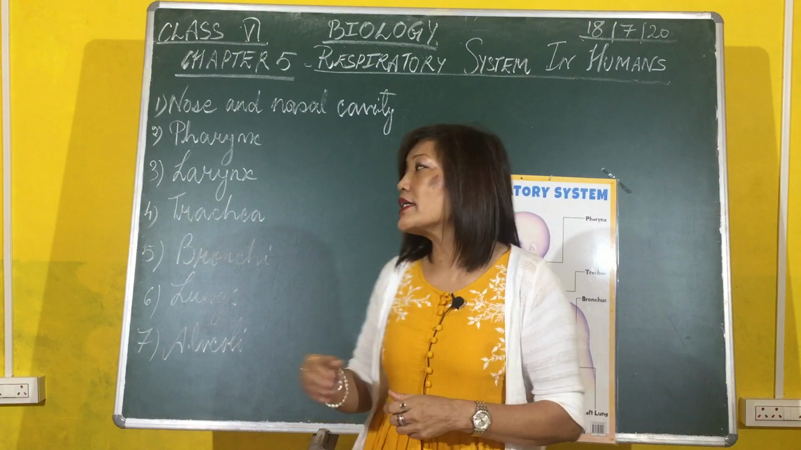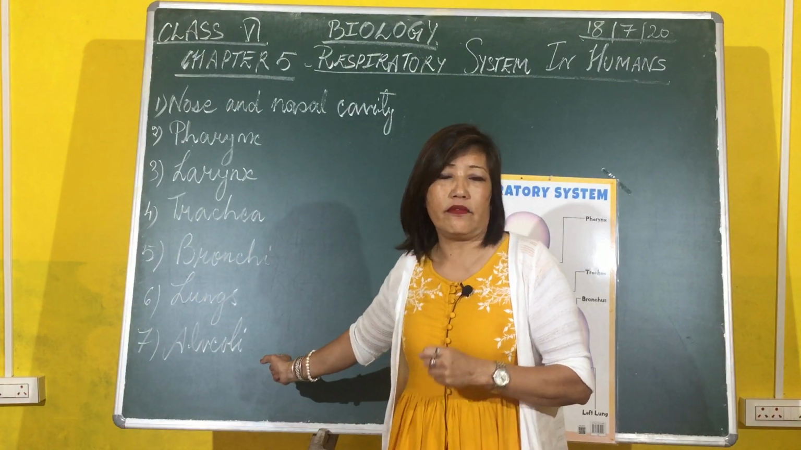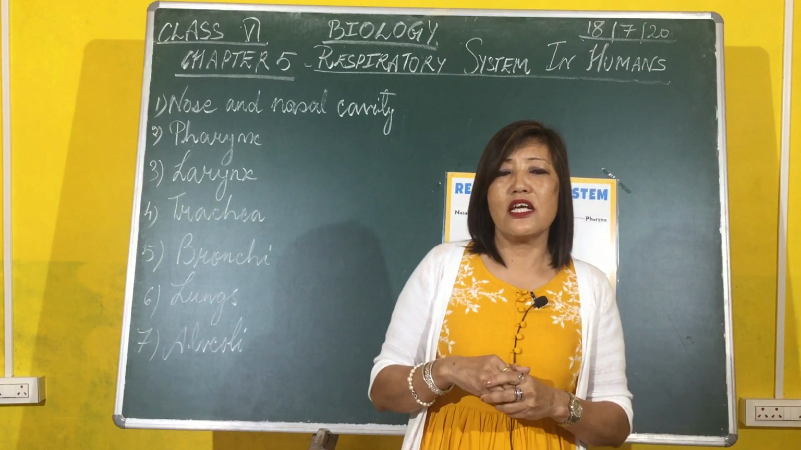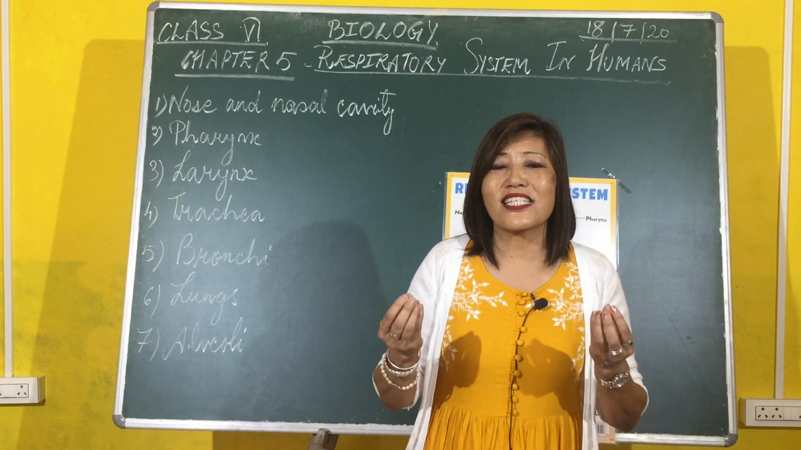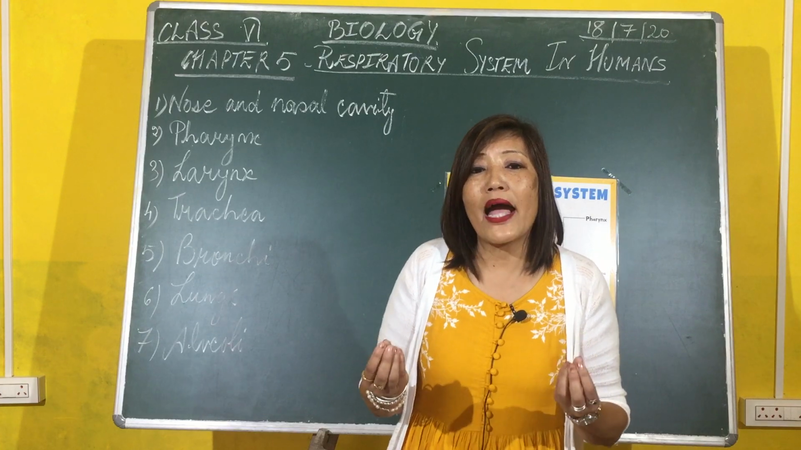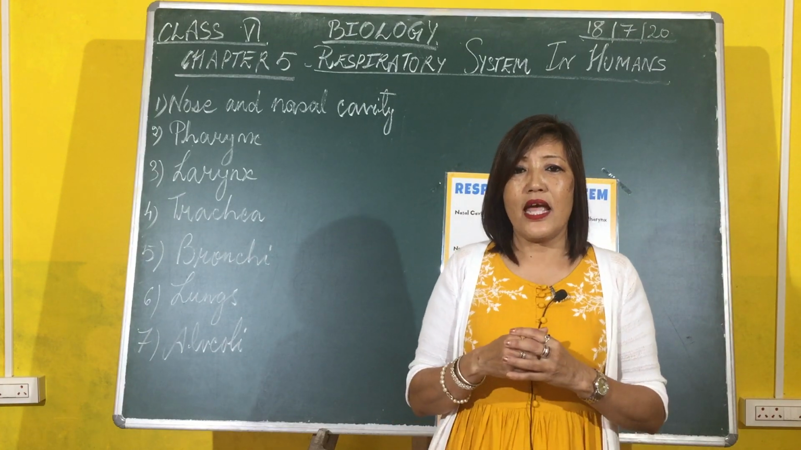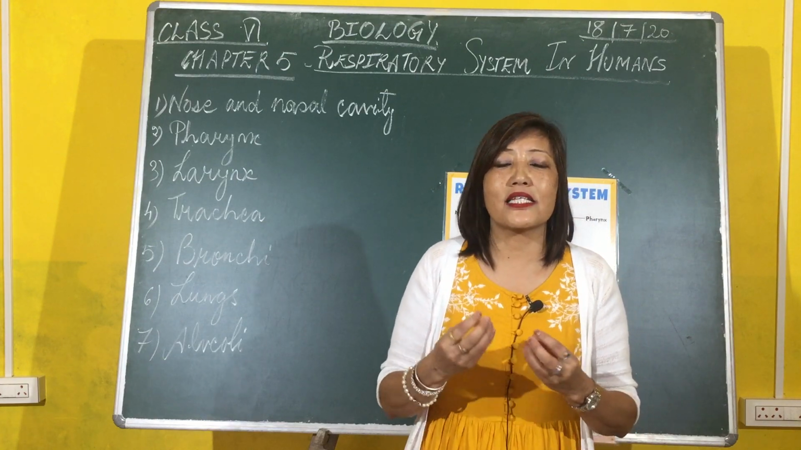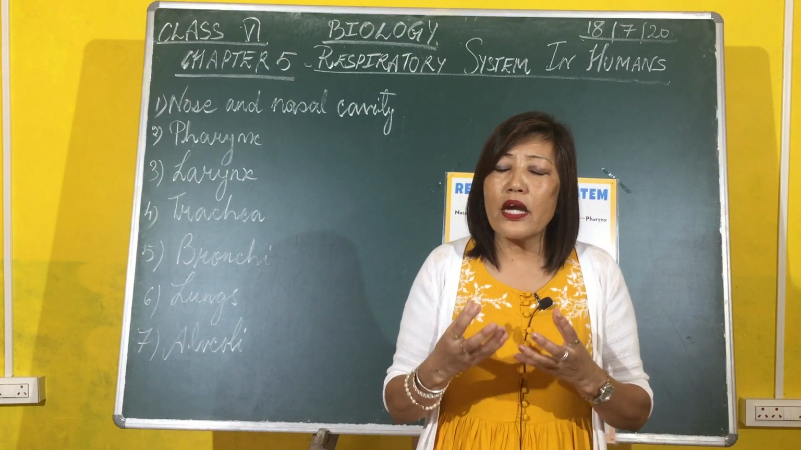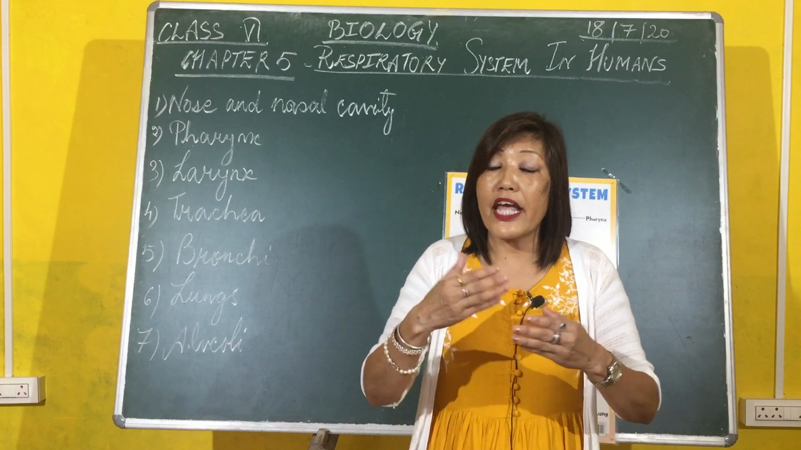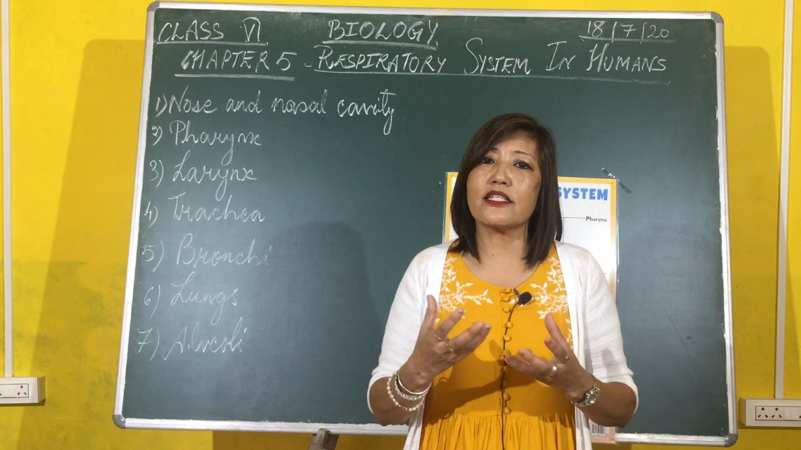Then the next part is the alveoli. At the end of the bronchioles, there are small sacs or small bag-like structures called alveolar sacs, and these alveolar sacs contain a group of alveoli, where the exchange of gases takes place.